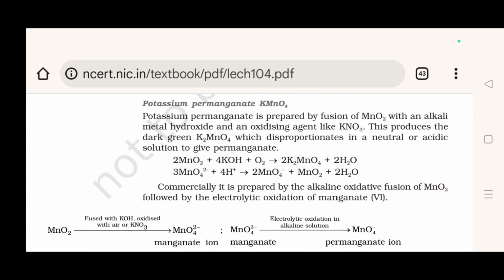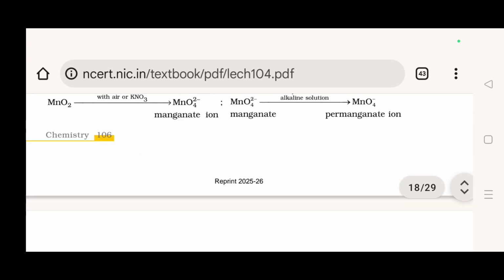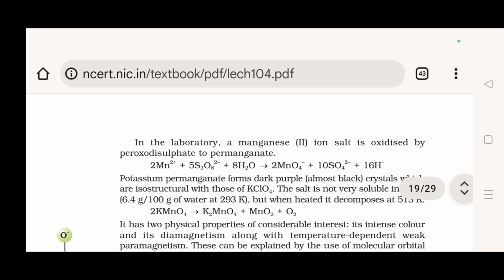Commercially, it is prepared by the alkaline oxidative fusion of MnO2 followed by the electrolytic oxidation of manganate. In the laboratory, a manganese(II) salt is oxidized by peroxydisulfate to permanganate. 2Mn2+ + 5S2O8^2- + 8H2O gives 2MnO4^- + 10SO4^2- + 16H+. Potassium permanganate forms dark purple, almost black crystals which are isostructural with those of KClO4. The salt is not very soluble in water, 6.4 gram in 100 gram of water at 293 Kelvin, but when heated it decomposes at 513 Kelvin.